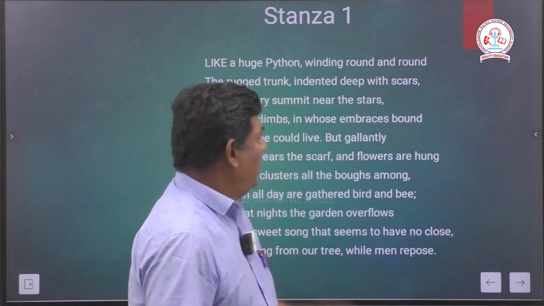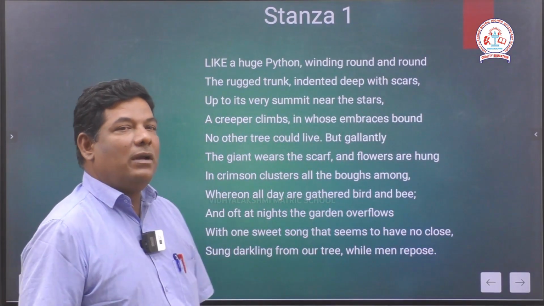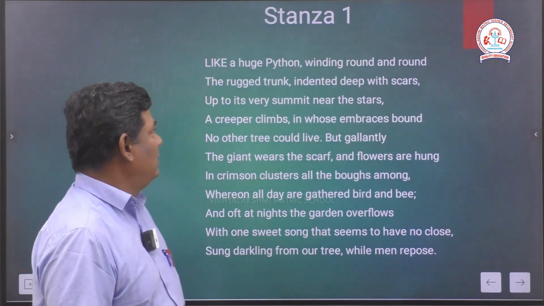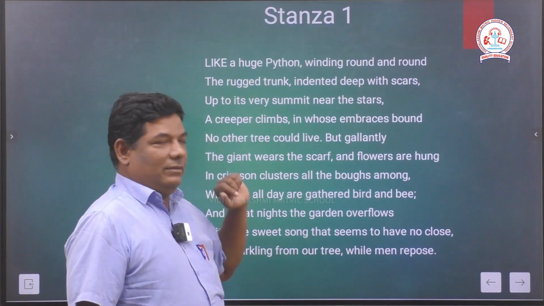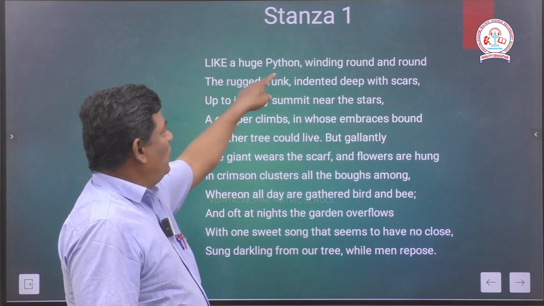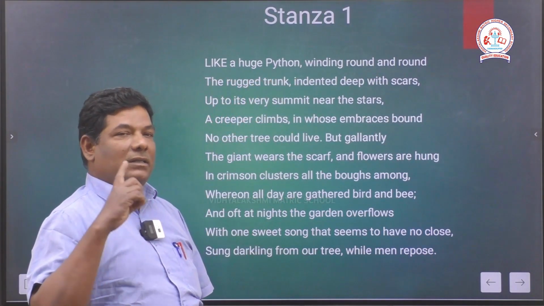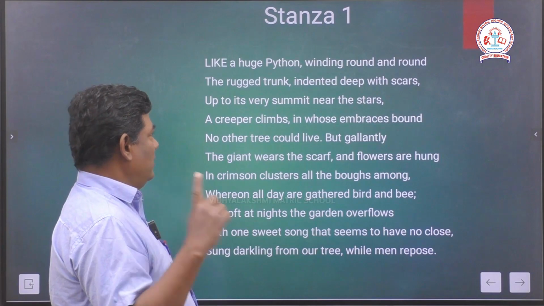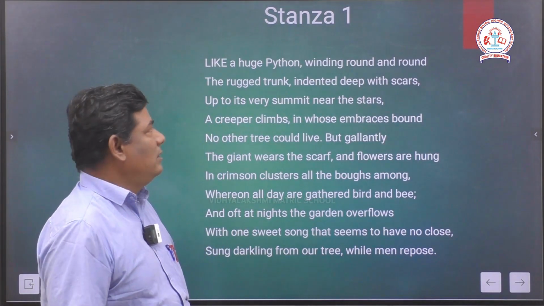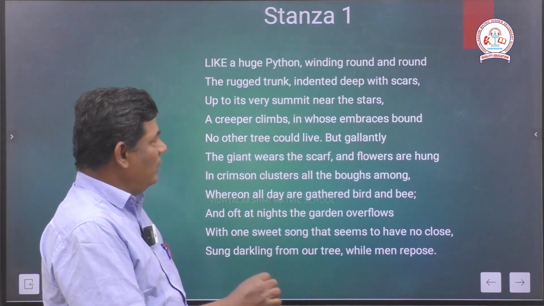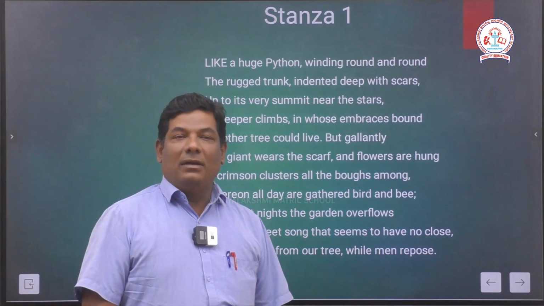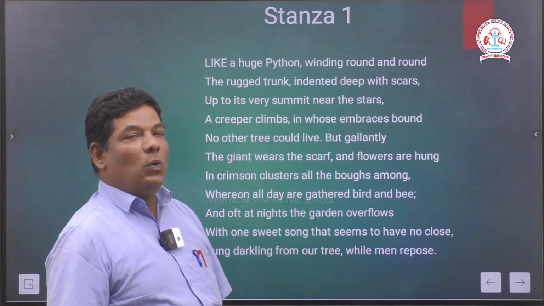Like a huge python winding round and round, the rugged trunk indented deep with scars. A creeper, like a huge python, is winding round and round, encircling the tree. The trunk of the tree is rugged, which means it is very old. Indented is a space, deep with scars. So many scars are there in that tree. It means it's a very old tree.